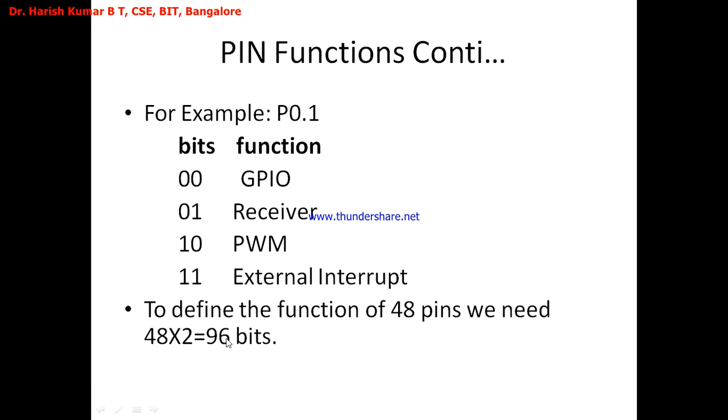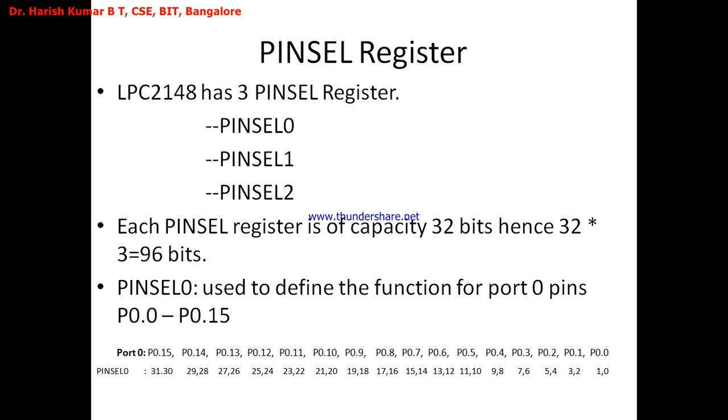Now to define the functions for 48 pins we need this many bits, 96 bits. To define the function of one pin I need 2 bits, because each pin can perform 4 different functions. To represent 4 different functions I require 2 bits. Like this I have 48 pins which can act as general purpose input output, so 48 into 2, I require 96 bits totally, in order to represent all the 4 functions of all the 48 pins.